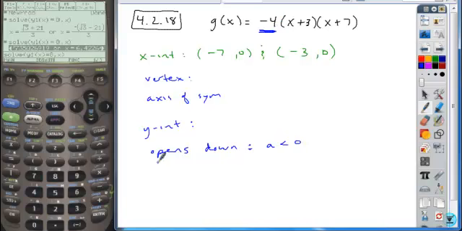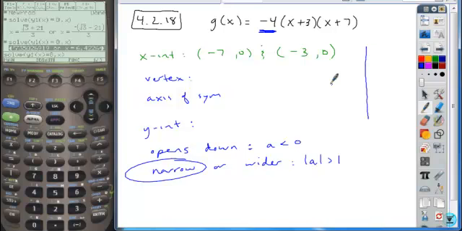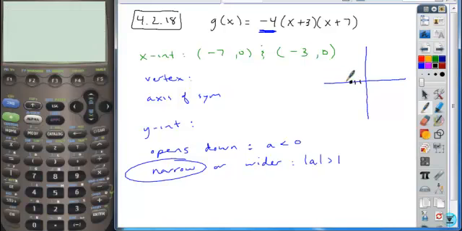And then we can also determine, is this going to be more narrow or is it going to be wider than the parent function? Again, take the absolute value of that number in front. The absolute value of a is once again greater than 1. Again, 1 is the comparison on this. So it's going to be more narrow. It's going to be a steeper, vertically stretched graph. Okay. So as far as what we know, just based on these two things, we have -3 and -7. We know that it's going to open down and it's going to be kind of a steeper, more narrow graph. Okay, so our graph's going to look something like this.